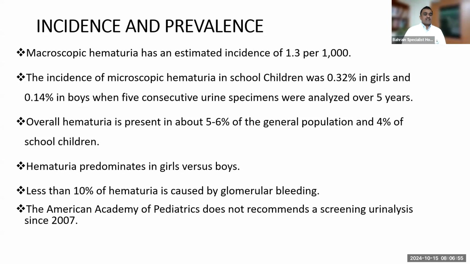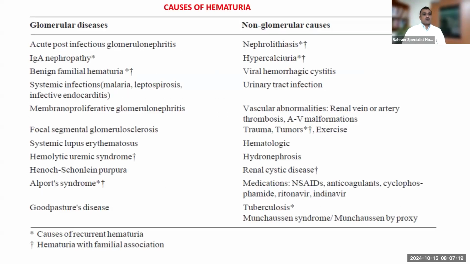The American Academy of Pediatrics has not recommended a screening urine analysis since 2007. Before 2007, the AAP normally recommended one urine examination at 4 to 5 years before entering school as a health checkup, and at 11 to 21 years before going to higher school. But from 2007, they are not recommending any routine urine analysis before school joining.